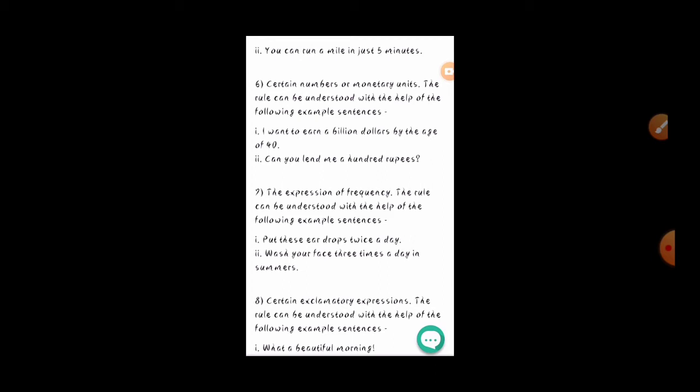Next is certain exclamatory expressions. For exclamatory expressions also we use a. Okay, for example, what a beautiful morning.